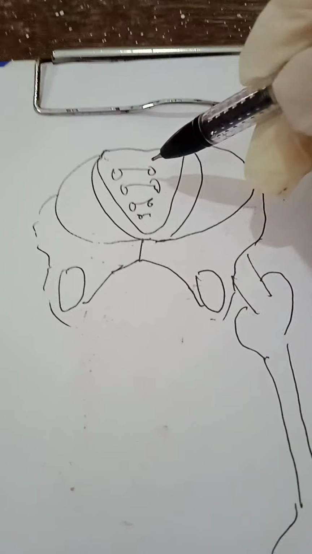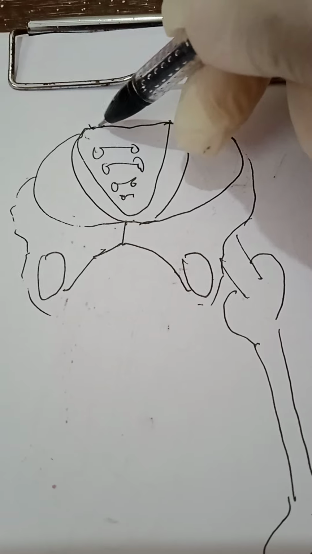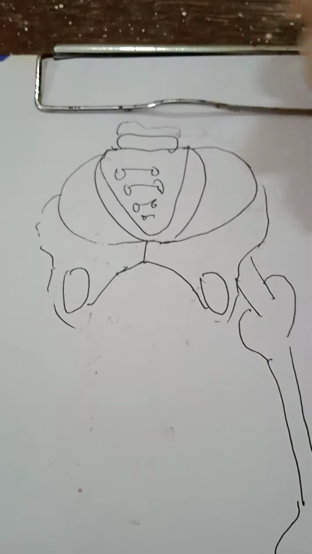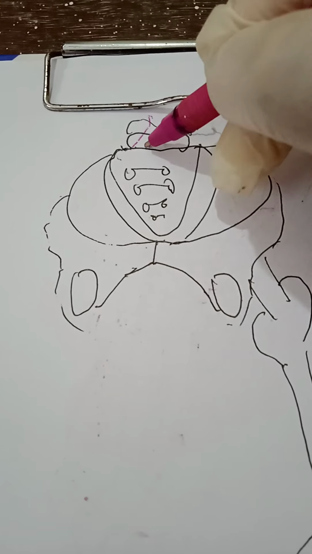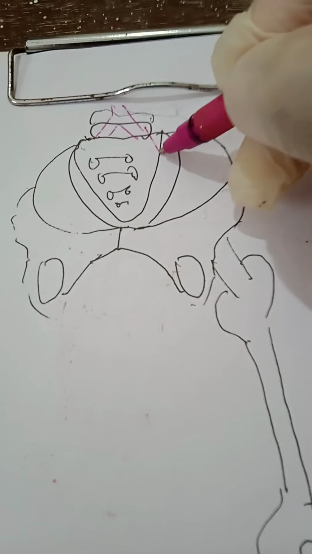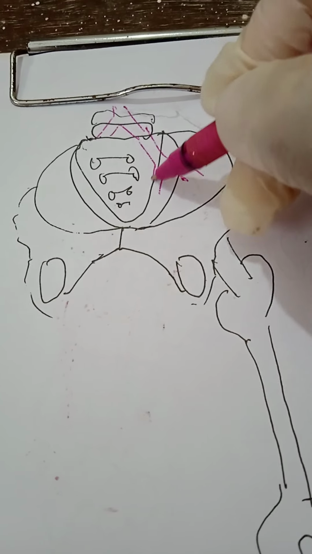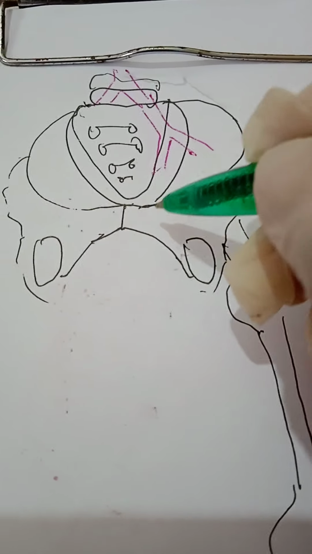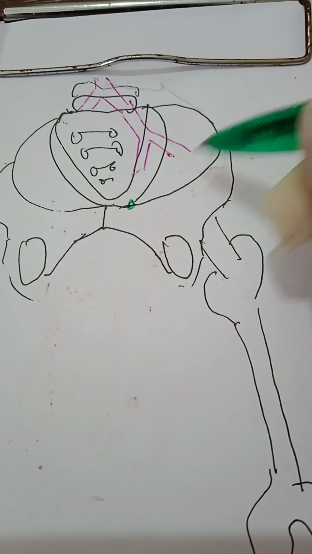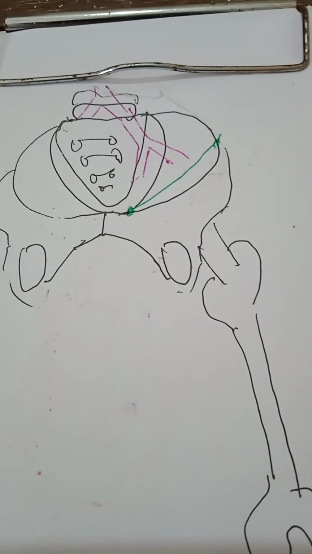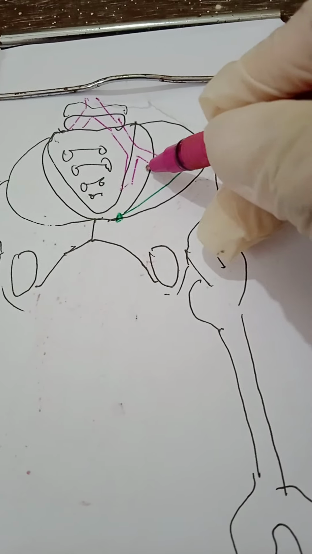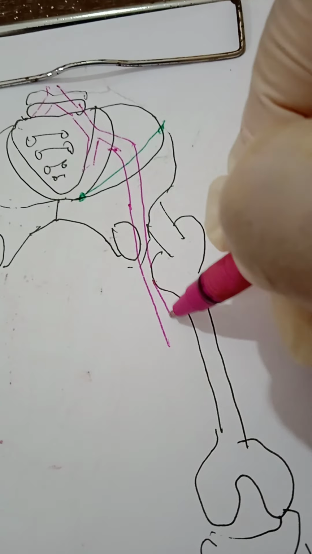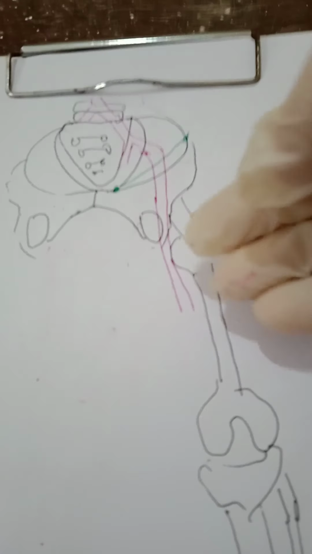So this is the sacrum, and here is L5, and this is L4. Now at the level of L4 this is the aortic bifurcation, and at the level of the sacroiliac joint this is the iliac bifurcation. Now the external iliac, after crossing, here this is the pubic tubercle, this is the anterior superior spine, this is the inguinal ligament. After crossing the inguinal ligament, this is our femoral artery. Here is the femoral artery passing medial to the femur.